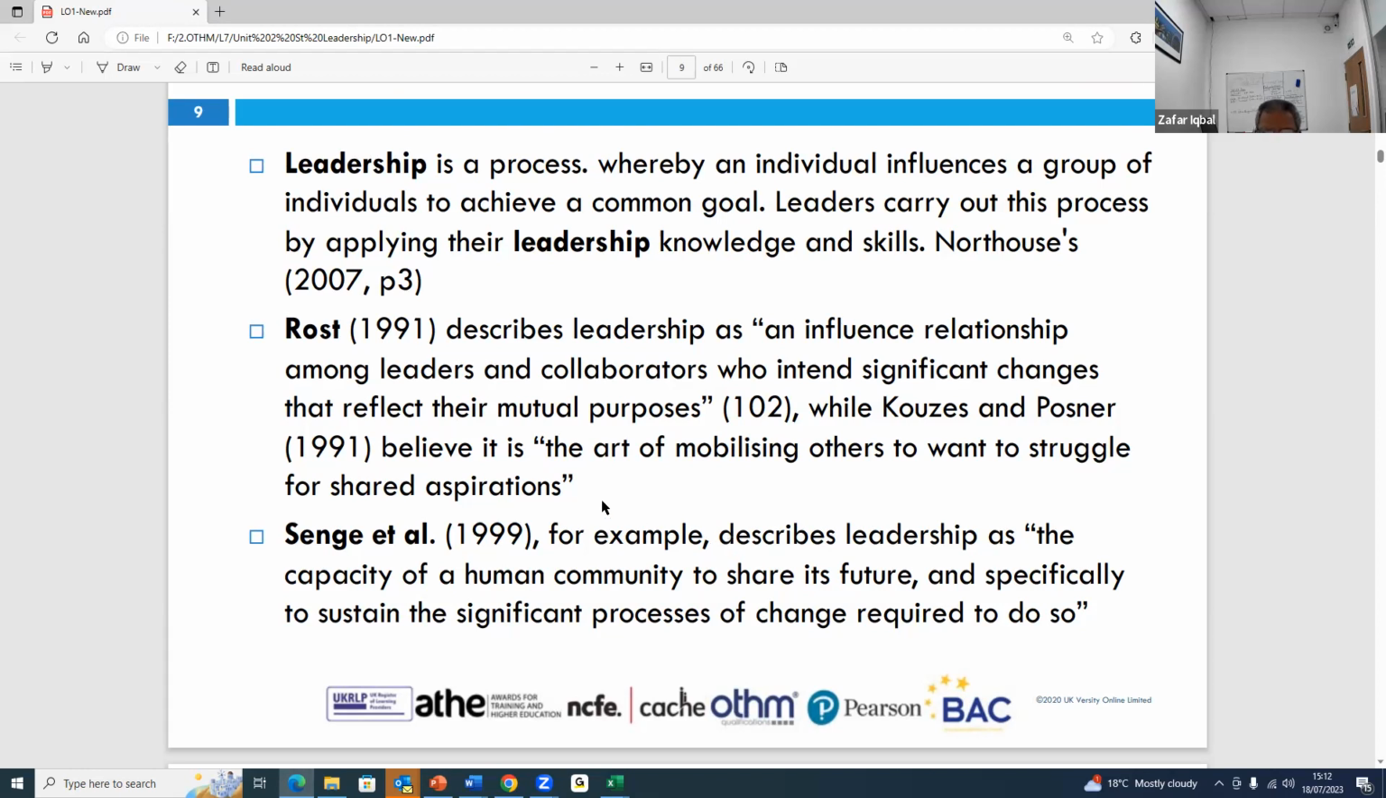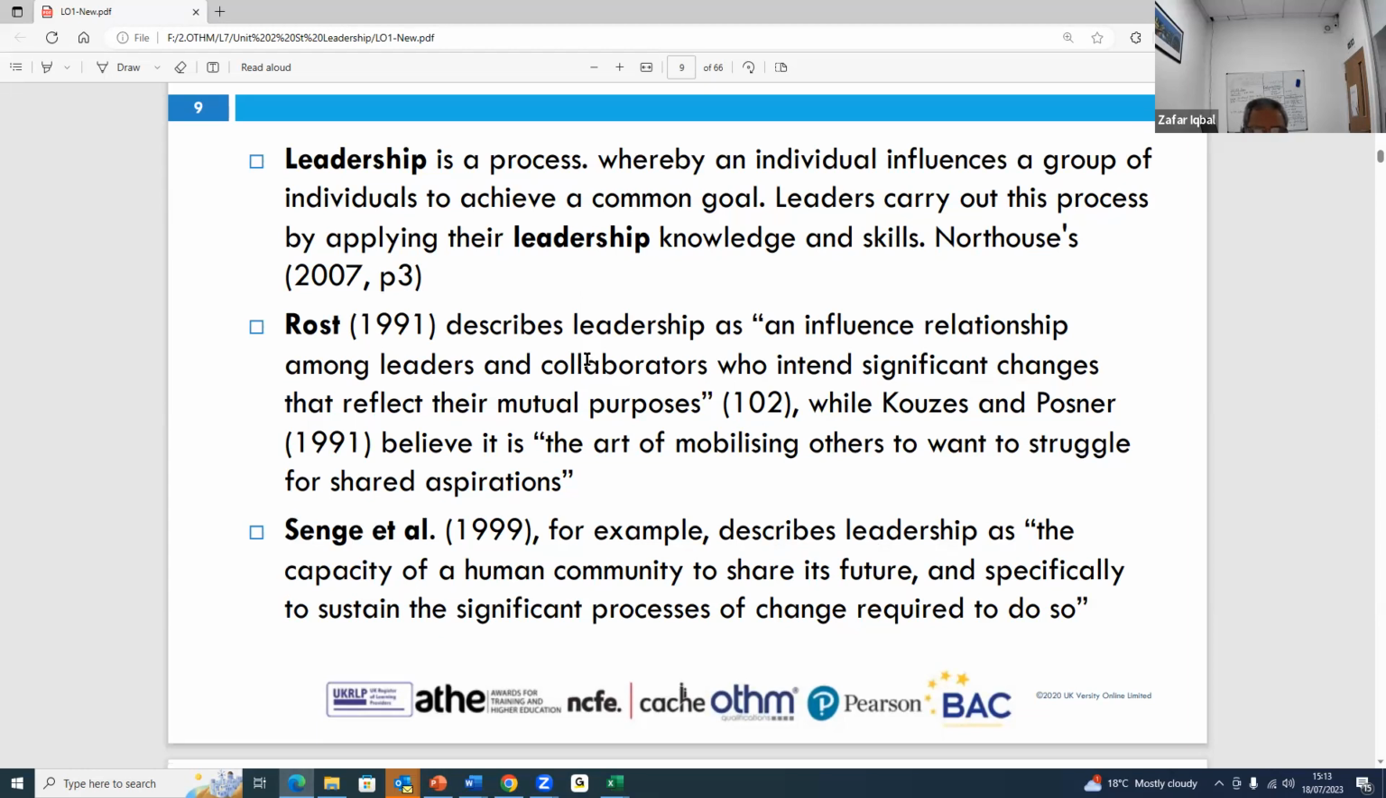So leadership, they are saying, is a kind of process. It's a process to influence other individuals, but the main thing is to accomplish a common goal, to achieve a common goal, right? And this is very important, and leaders carry out this process by applying their leadership skills. Okay, so this is quite important.